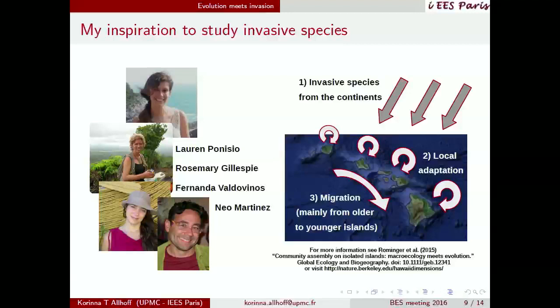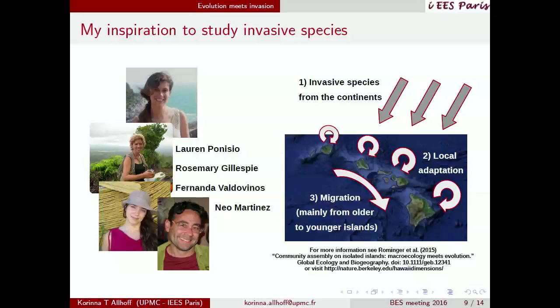There are basically three processes going on. The first is, well, sometimes there are invasive species coming in from the continents, and this used to be super rare, but now it's happening on an everyday basis. And then second, if these species get in, they start to adapt. And then third, there's also migration, mainly from the older to the younger islands. Now, these people were kind of complaining that there's no good theory on community assembly that actually combines these three processes. It's either only evolution or only invasion, but not both.